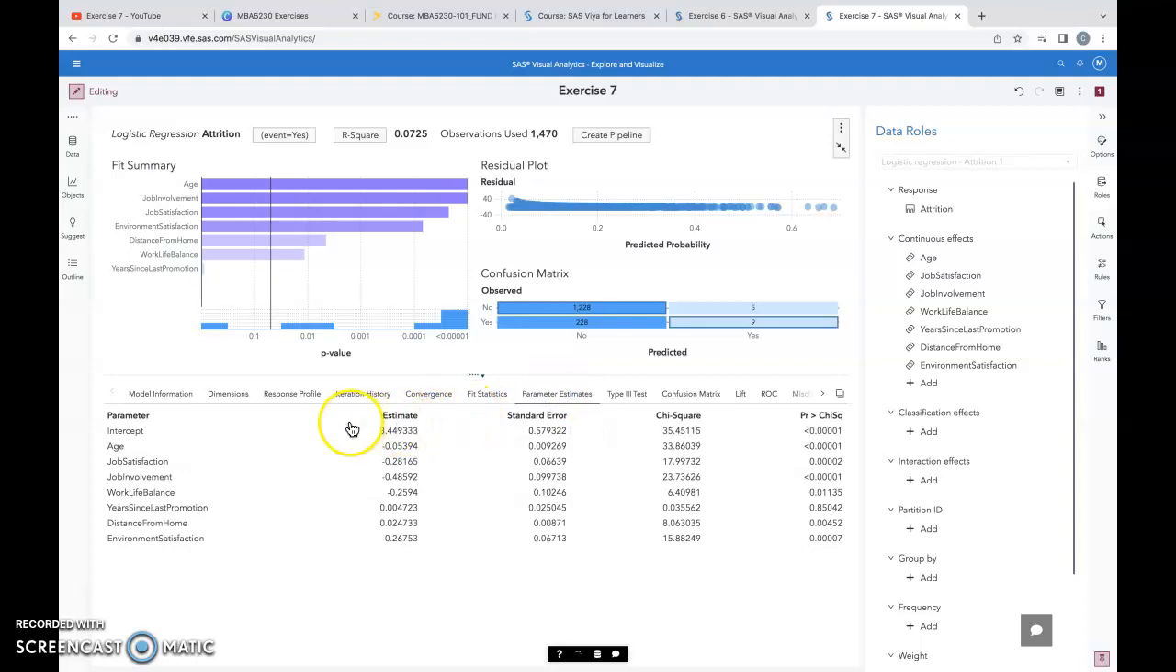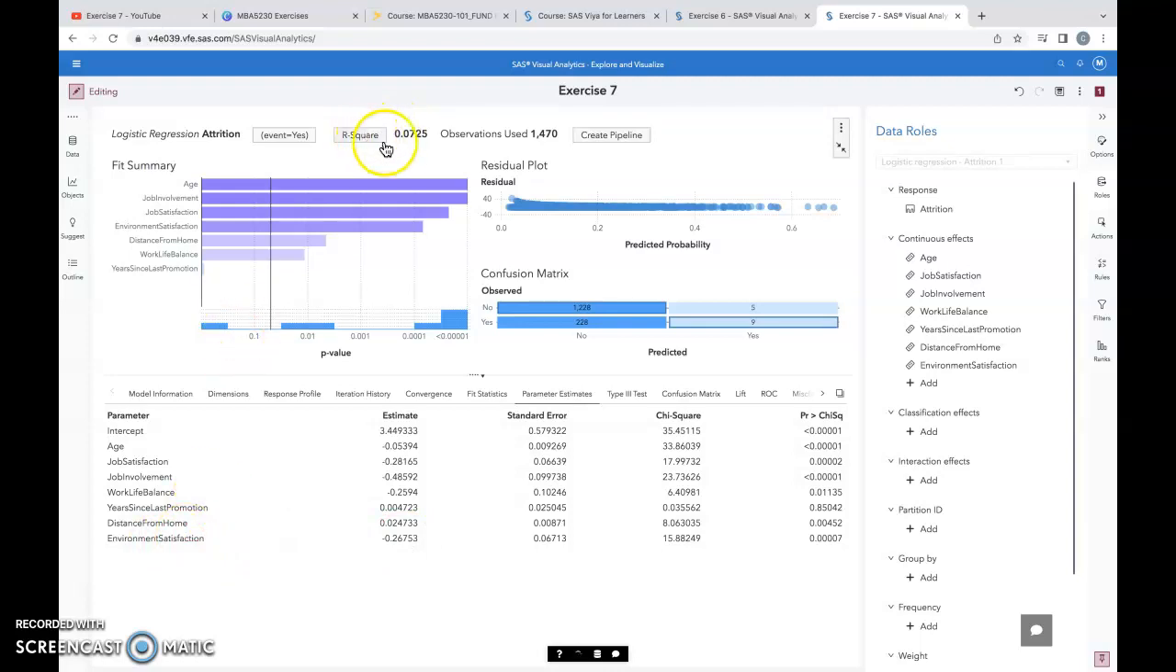the parameter estimates. And so we're going to do 3.45 minus 0.05 times age minus 0.28 times job satisfaction minus 0.49 times job involvement minus 0.26 times work-life balance plus 0.005 times years since last promotion plus 0.025 times distance from home and subtracting 0.27 times the environment satisfaction.